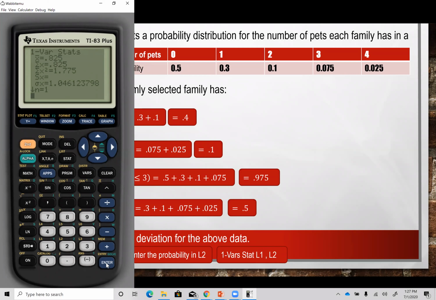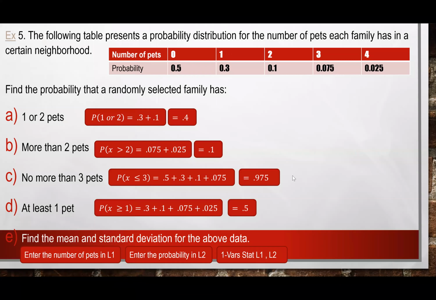Again, once you press enter, this is the mean, which is the x bar, 0.825, and your standard deviation is 1.046. That is your answer here: the mean is 0.825 and your standard deviation is 1.046.